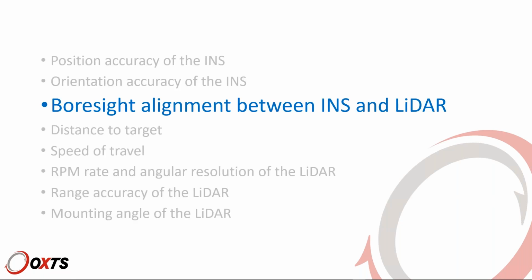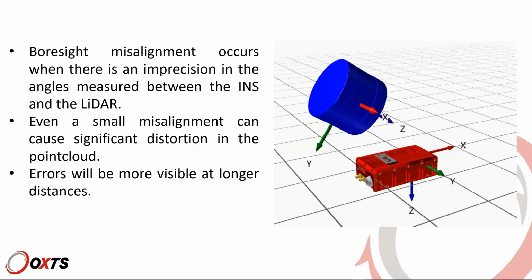Third factor, the Boresight alignment between INS and LiDAR. So the alignment means knowing exactly the angles between the two. So what causes issues is obviously the lack of alignment or misalignment, if you wish, between LiDAR and INS. And even a small misalignment, we are looking at half a degree, can cause a significant distortion in the point cloud. Depending on the level of accuracy that you are looking at, even 0.2 or 0.3 of a degree can give you a significant impact.